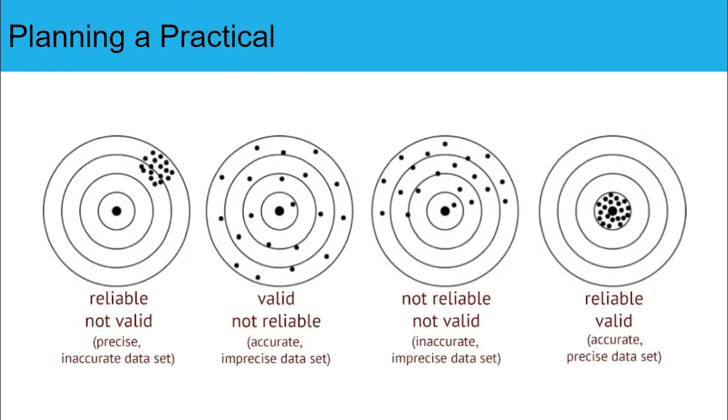We can look at a valid experiment, where we're seeing accurate data but an imprecise data set, and in fact it's not reliable, so we're not seeing the same results being produced. We can say not reliable and not valid for the third picture here. But what we really want is a reliable and valid investigation where we have accurate and precise data.